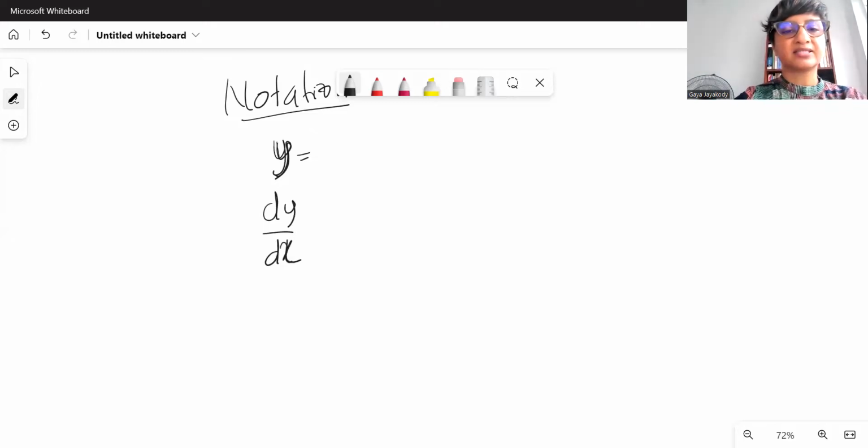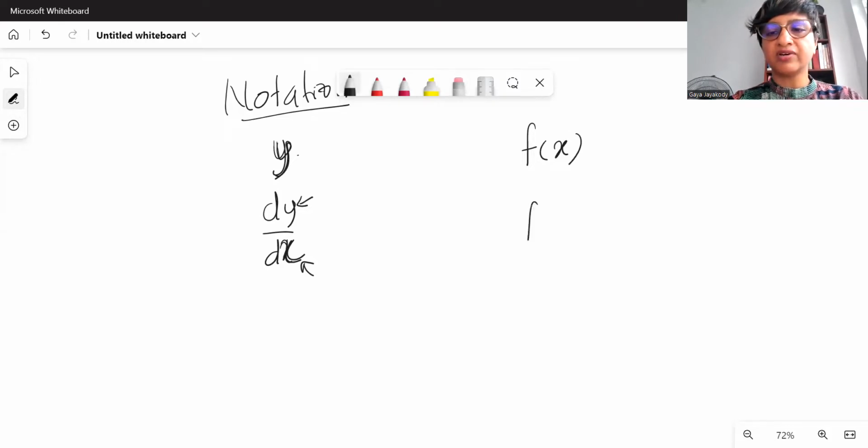If y is a function of x, this is your function, this is your independent variable, and the derivative is dy by dx. But if you write your function as f of x, your derivative function notation is f prime of x.